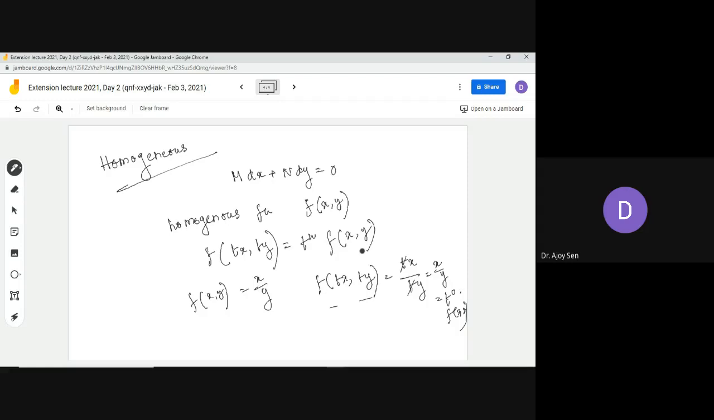Another example you can take: f of x, y is equal to x square plus y square. So you see, if you replace x by tx and y by ty, it becomes t square x square plus t square y square, and if you take t square common, it becomes t square times x square plus y square, and this is exactly t square f of x, y. So this is a homogeneous function of degree 2 because t square is coming out.